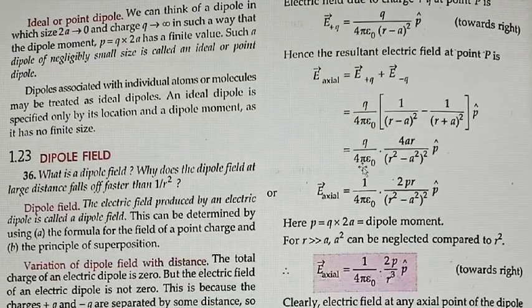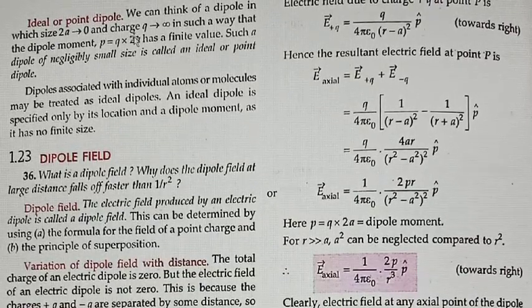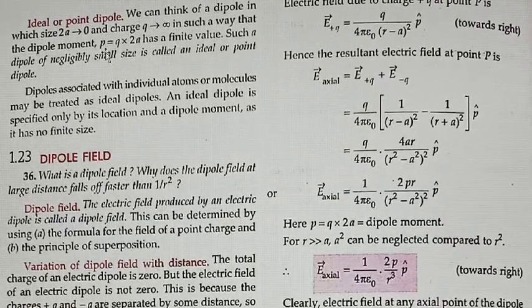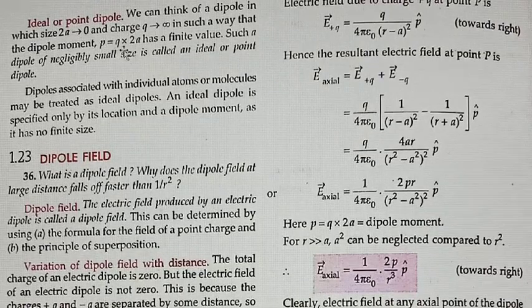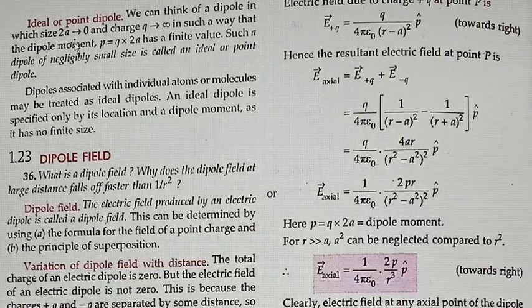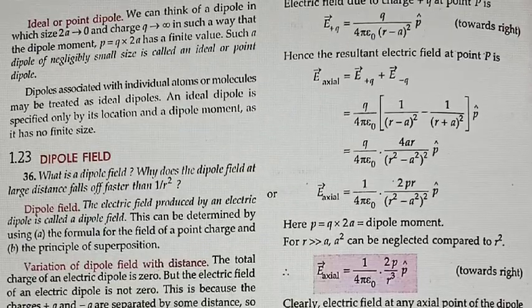Next is ideal or point dipole. We can say a dipole to be point or ideal when 2a tends to 0 and charge tends to infinity such that p is finite. So you got the expression for p as p is equal to q into 2a. So it is the product of charge and the size of the dipole. So when size of the dipole tends to 0, if it is very small, and q tends to infinity, then we can say the dipole is the ideal dipole.